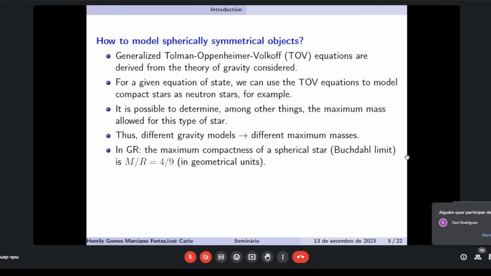Thus, if we are dealing with different gravity models, we are reaching different maximum masses. For example, in GR, we have the maximum compactness of a spherical star. We call this the Buchdahl limit. So we have this relation, and the maximum compactness in GR is 4 over 9 in geometrical units. So we cannot have this kind of object with compactness more than that.